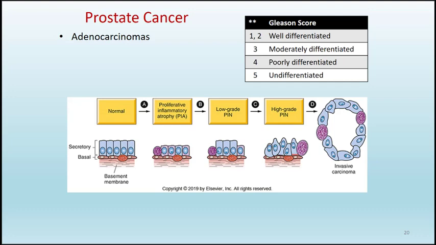A little bit more on prostate cancers. Just like many cancers, it is an adenocarcinoma, and it starts in the periphery of the prostate. So that's different than what we spoke about with benign prostatic hyperplasia. And prostate cancer grows very slowly, and because of its slow growth, sometimes it's monitored rather than operated on immediately.